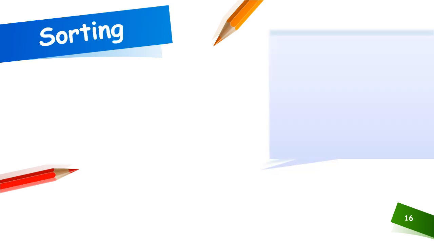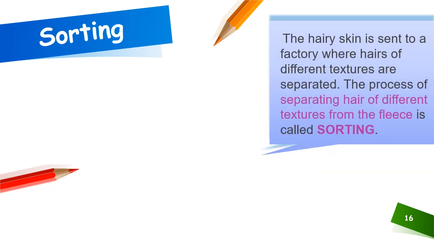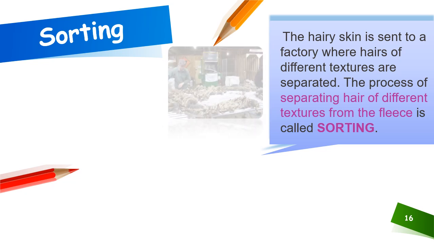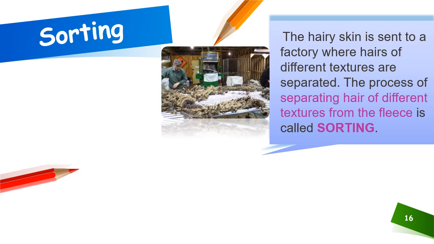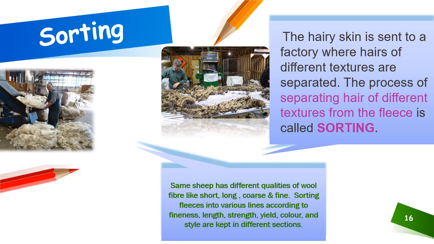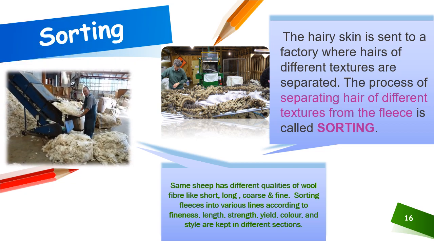Third step, sorting. It is a process of separating or sorting the different textures of hair. Sorting is usually done in factories. Hair of the same sheep has different qualities of wool fiber like short, long, coarse and fine. During sorting, different types of wool are separated and kept in different sections.